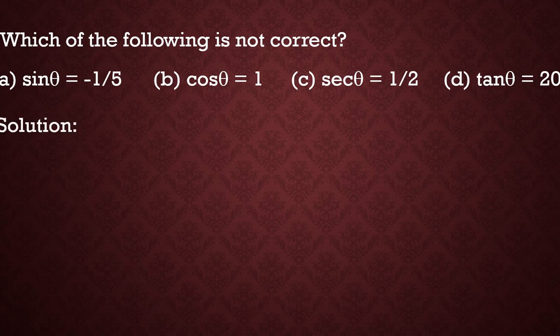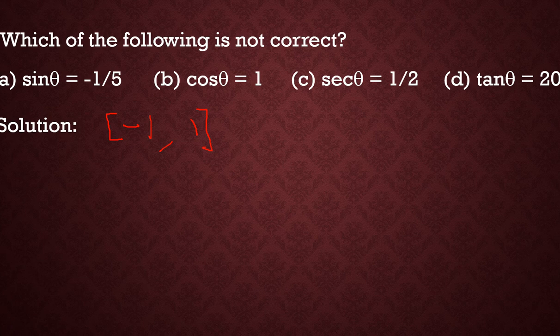To answer this, we must know the concept of domain and range of the trigonometric function. Let's see the first one. Sin theta is equal to minus 1 by 4. We know that for the sine function, range is closed interval minus 1 comma plus 1. So minus 1 by 4 belongs to the range. Therefore, this is the correct statement. And cos theta is equal to 1. Again, for the cos function, range is closed interval minus 1 comma plus 1. Therefore, 1 belongs to this. So this is also correct.